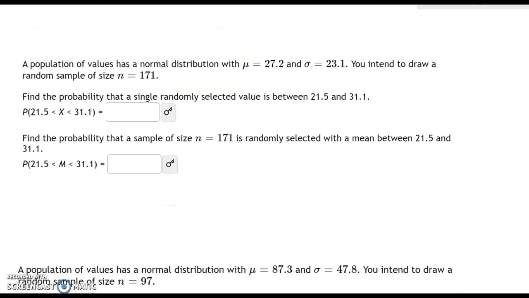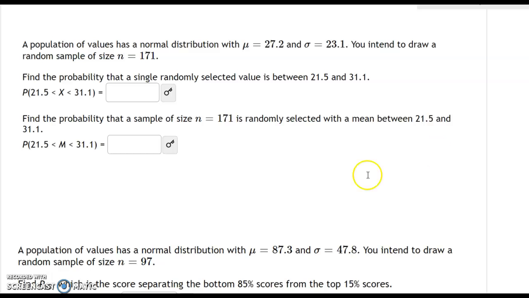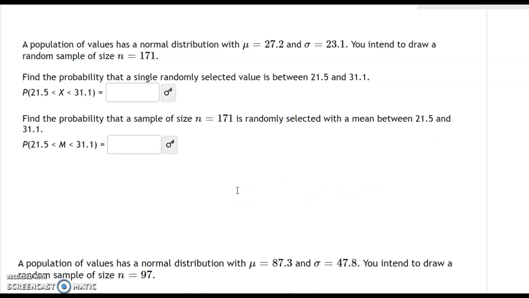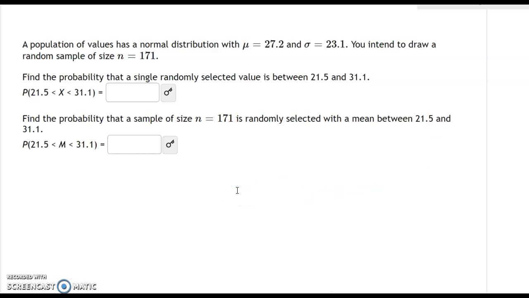The next question I have: a population of values has a normal distribution with mean of 27.2 and standard deviation of 23.1. You intend to draw a random sample of size n equal to 171. So the first question is saying, find the probability that a single randomly selected value is between 21.5 and 31.1.